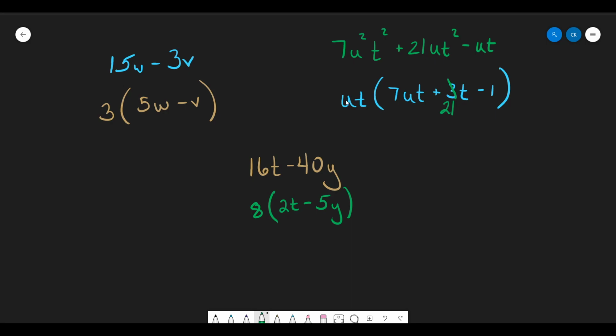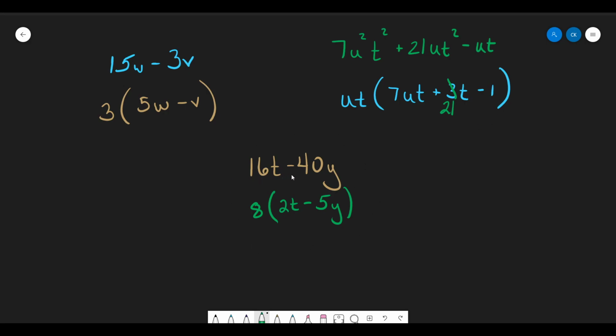Anyway, u divided by u, that's going to cancel out, and t squared divided by t is going to be 2 minus 1, which gives us a 1, so it's t to the first. And then here, ut divided by ut, like I said before, same thing on top and on bottom. They're going to cancel out, and it's just going to leave you with a 1.